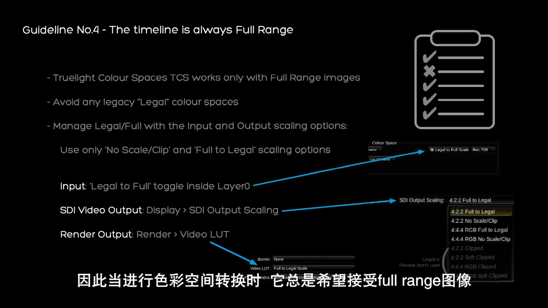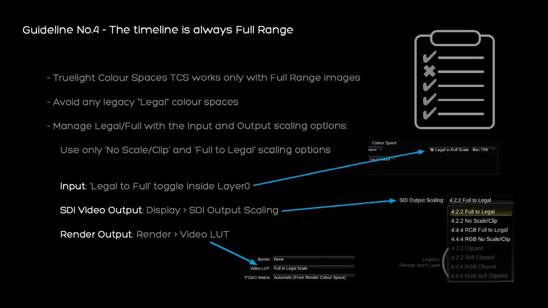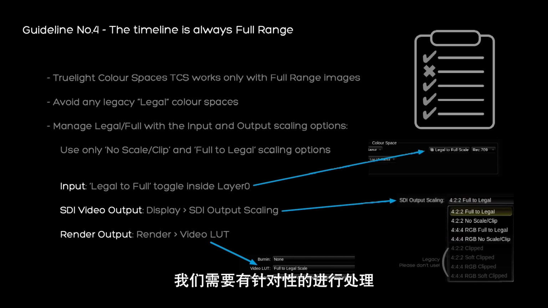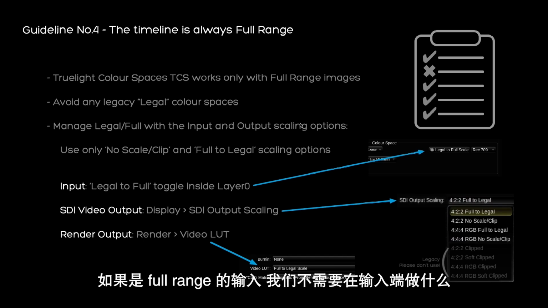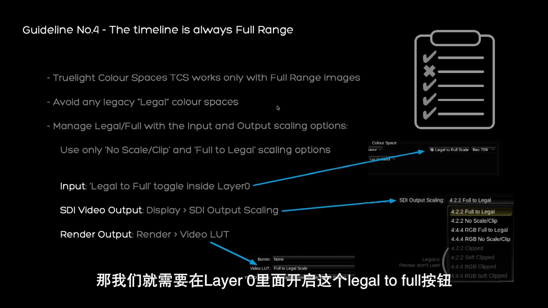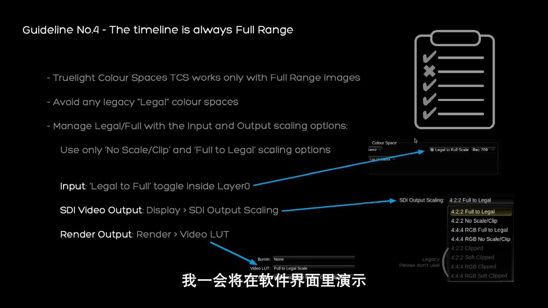So it always expects full range images when it handles color space conversions. So if we are dealing with legal range levels, doesn't matter on the input or on the output side, then we need to scale them accordingly. So if we have full range input, we don't need to do anything on the input side. But if we have legal range input, then we need to check that small legal to full scale button inside layer 0. I will show that in a moment where it is in the user interface.